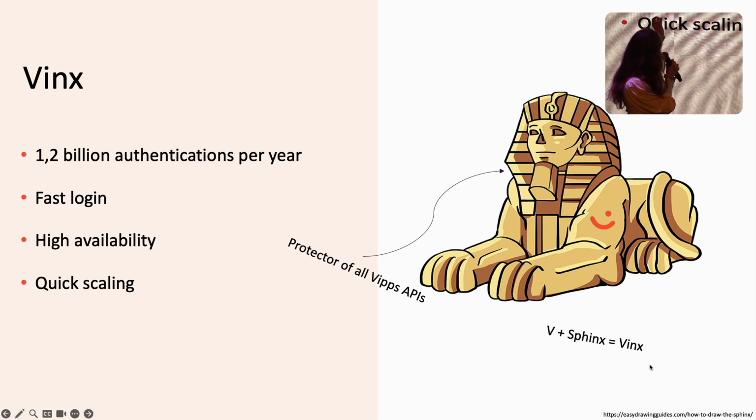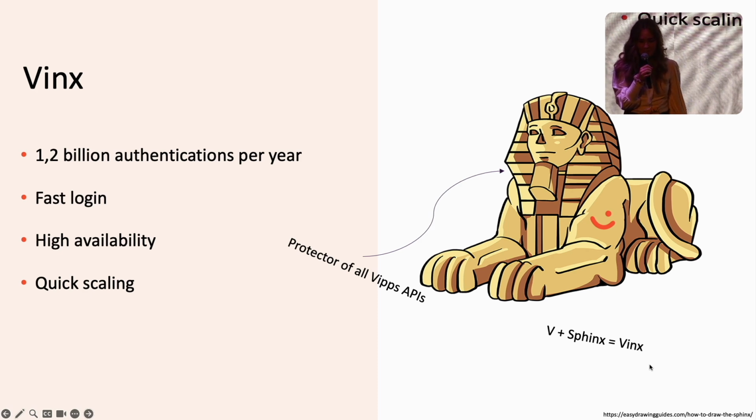And Vinx needs to live up to some quite high requirements because we actually have 1.2 billion authentications per year. So the system needs to be able to scale quite well. It needs to handle a lot of traffic. And again, to reach any other API in Vipps, so to do anything else in Vipps, you need to go through Vinx first. And this means that the system needs to be quite quick.